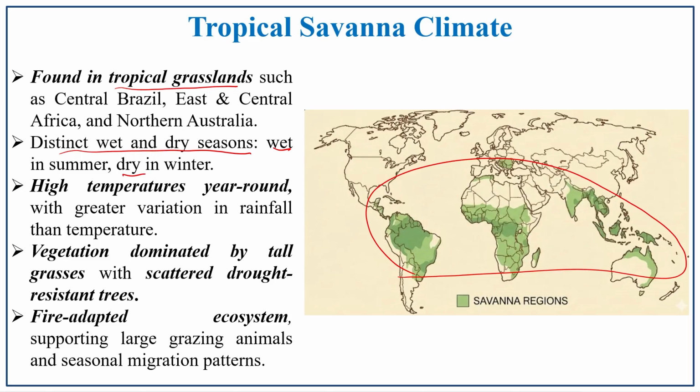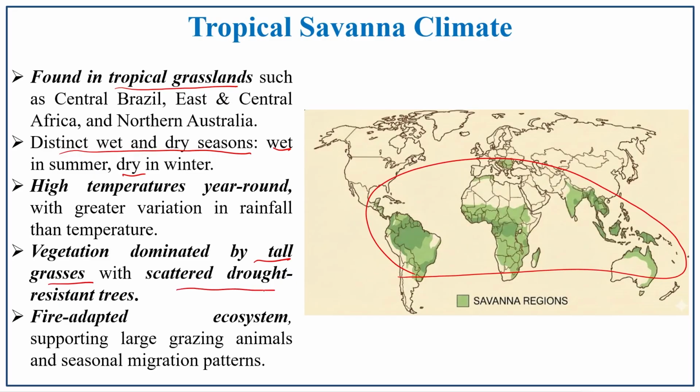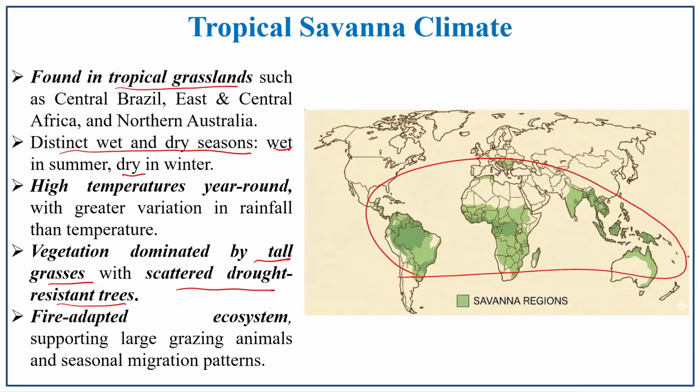The vegetation dominant in this particular savanna climate is tall grasses. Savanna, we all know, is a grassland. So, tall grasses are there in this particular region, with scattered drought-resistant trees. Because of the hot nature, some regions might experience drought conditions. So, drought-resistant crops are also found in this particular tropical savanna climate region. It is a fire-adapted ecosystem, which also supports grazing animals and seasonal migration patterns.